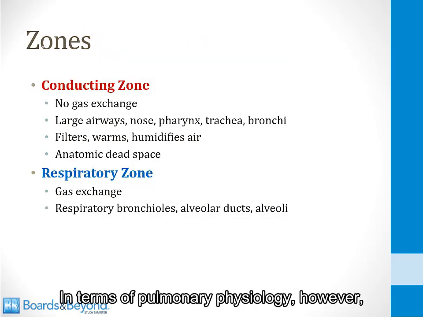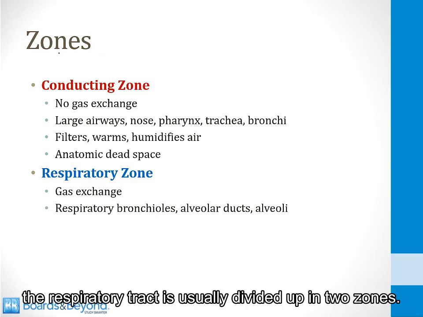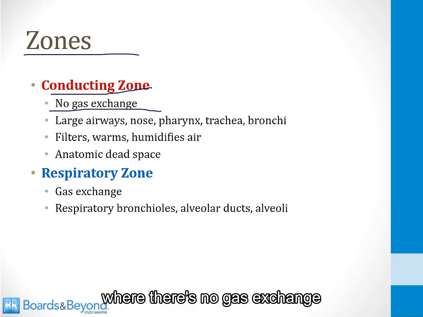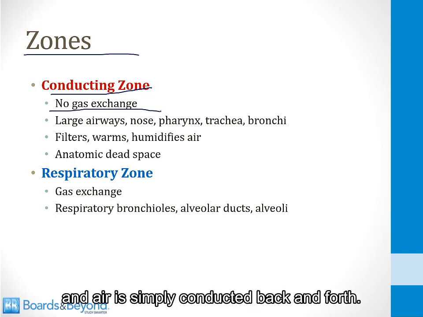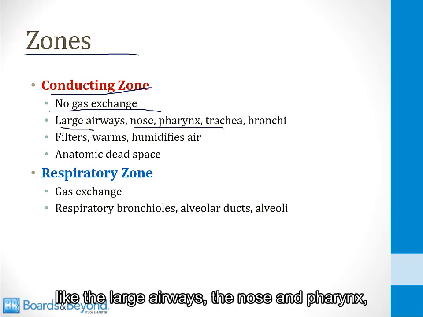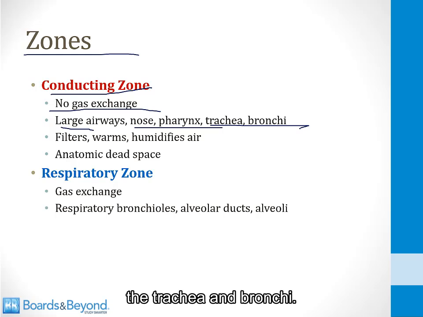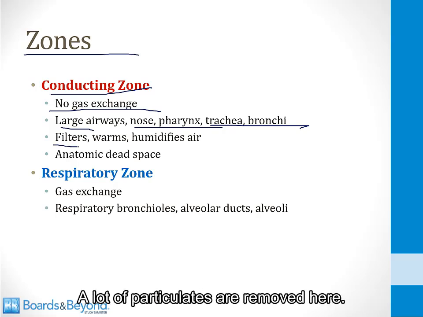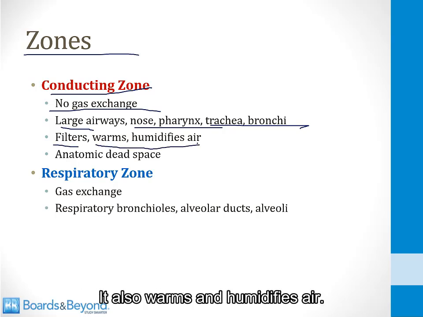In terms of pulmonary physiology, however, the respiratory tract is usually divided up into zones. The conducting zone is the portions of the respiratory tract where there's no gas exchange and air is simply conducted back and forth. So this includes parts of your respiratory tract like the large airways, the nose and pharynx, the trachea and bronchi. There's no gas exchange in any of these areas, but they conduct gas to the alveoli where gas exchange occurs. And in addition to conducting air, the conducting zone is also important for filtering air. A lot of particulates are removed here. It also warms and humidifies air.